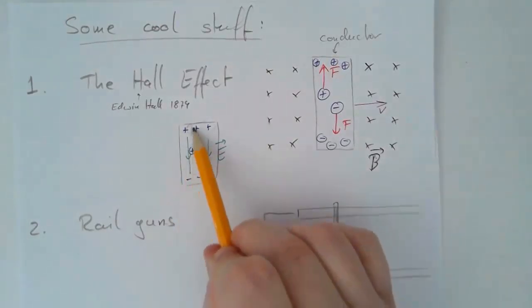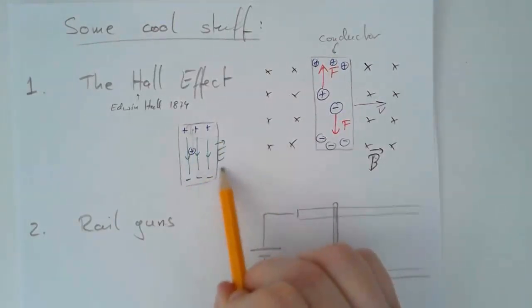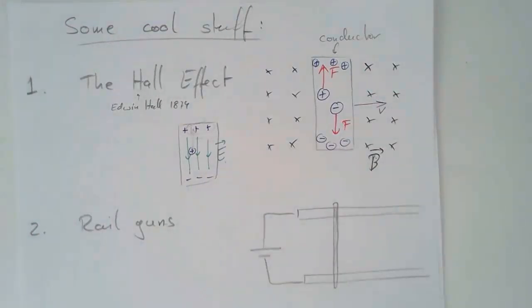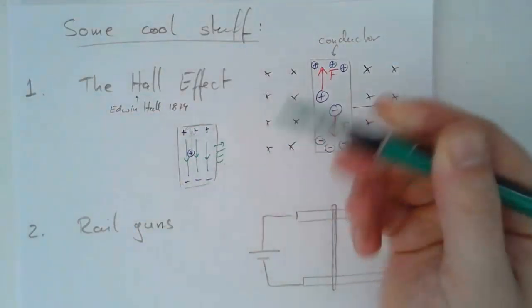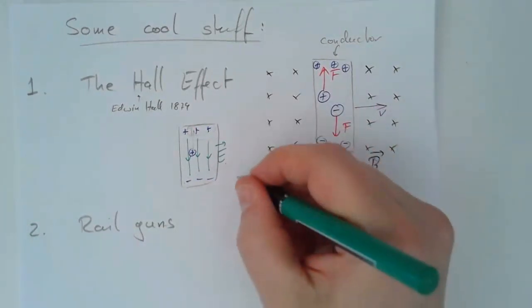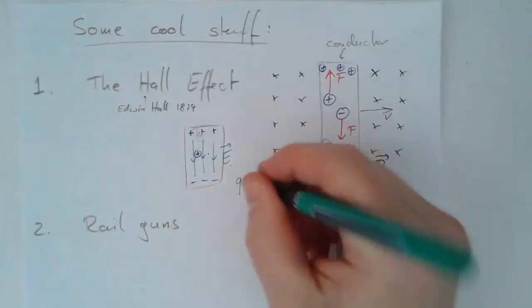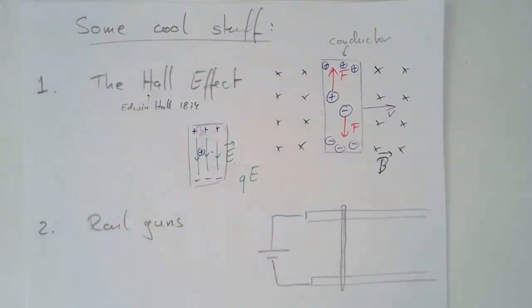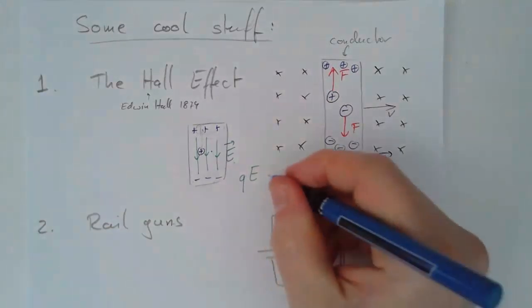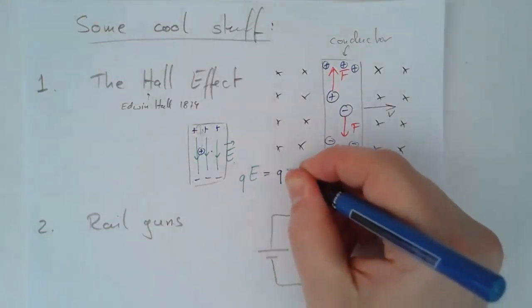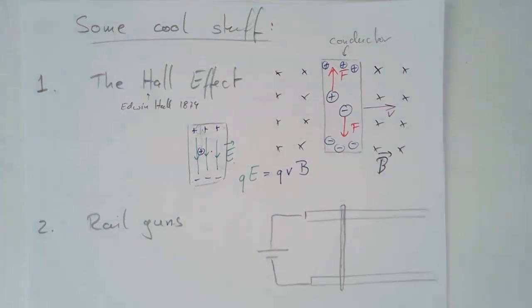But the more pluses move up, the more minuses move down, the stronger the electric field gets until the two equal out, right? Until you get the difference between here and here, the electric field that's created is equal. So that if you are a little charge Q sitting here, QE is equal to the magnetic force, and the magnetic force is, of course, QVB, right, by the Lorentz force law.